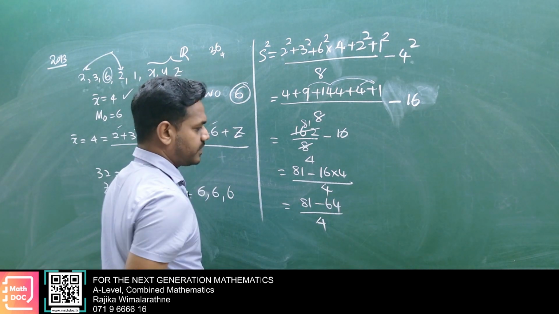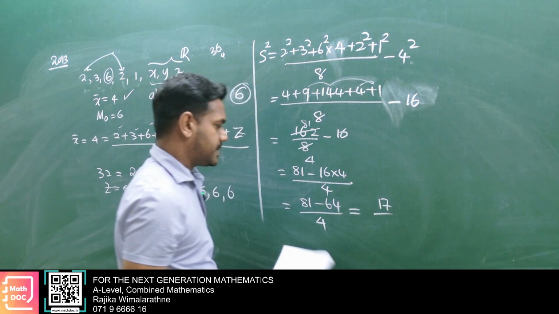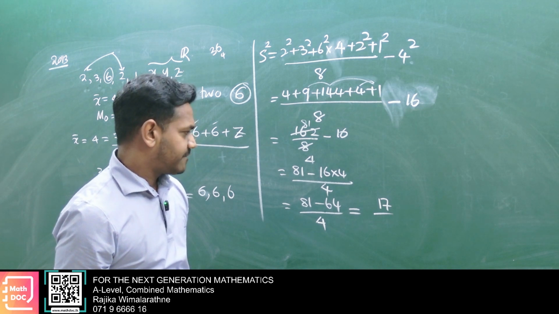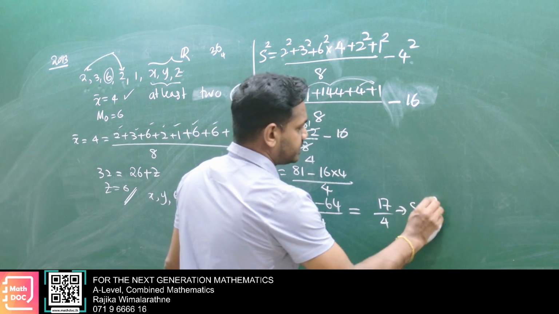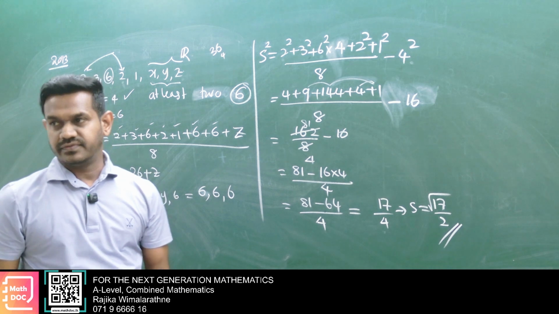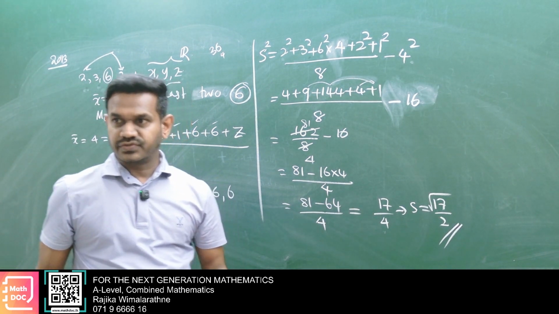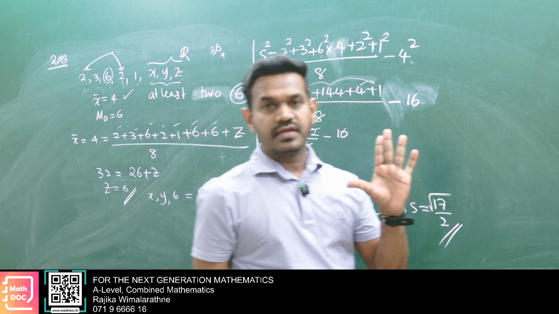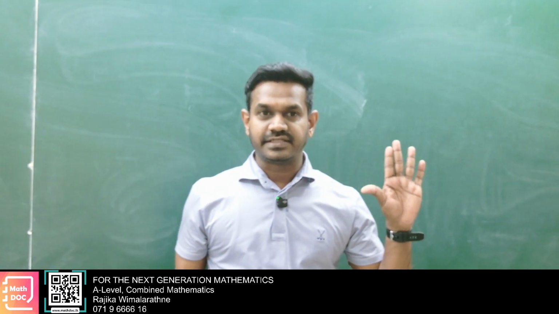$64 over 4. Then standard deviation, square root 17 over 2. Here variance 17 over 4, standard deviation is the square root.